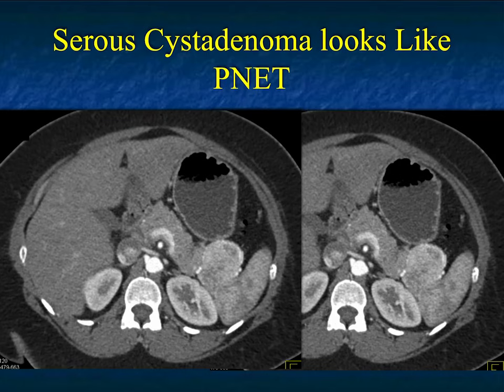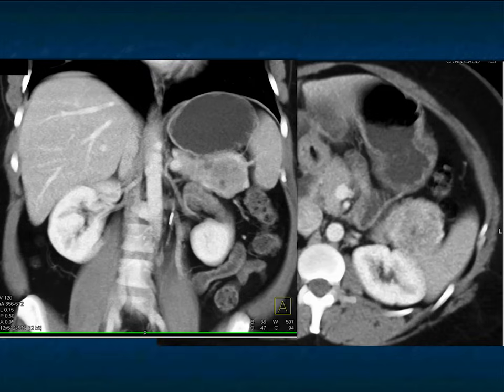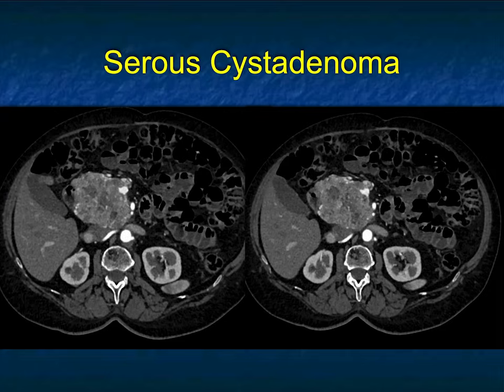Here's one by the tail of the pancreas. Vascular, you would say, this looks like a neuroendocrine tumor. It was a serous cystadenoma. You can see it here on the venous when it washes out. Maybe you could say there's some cystic spaces, and you could think about a serous cystadenoma. But again, neuroendocrine tumors can be somewhat cystic and wash out. Here's another one.